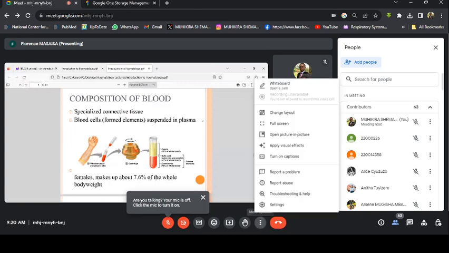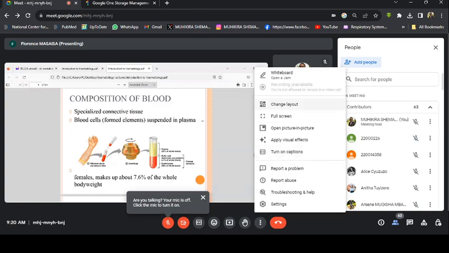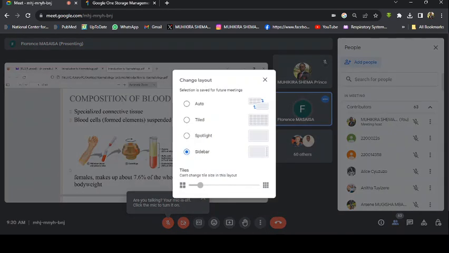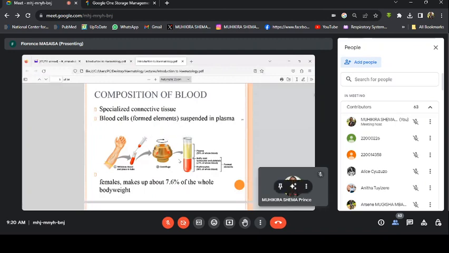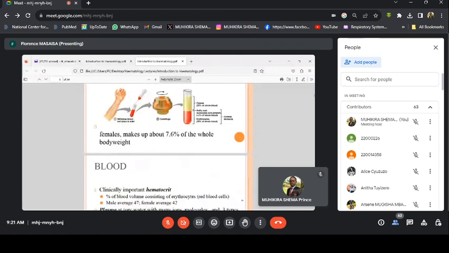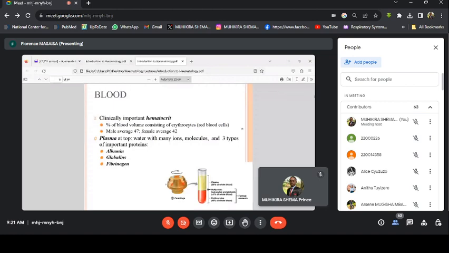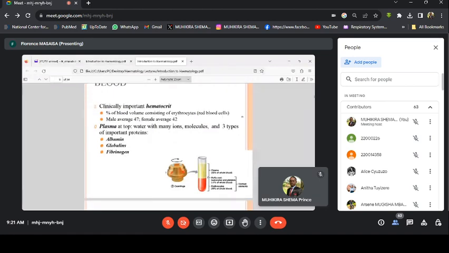Then in the... and the leukocytes, then up there in... 55%. So the total amount of blood cell is like 7.6 of the total body weight. We have what we call hematocrits, which is the volume occupied by the red cells. In male, it's somehow higher compared to the female.